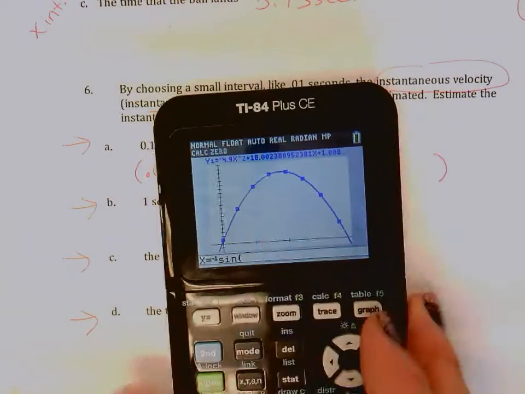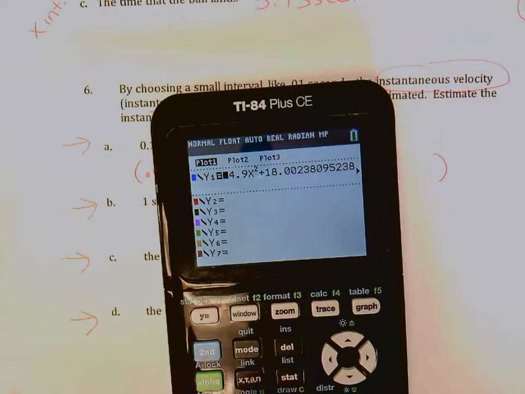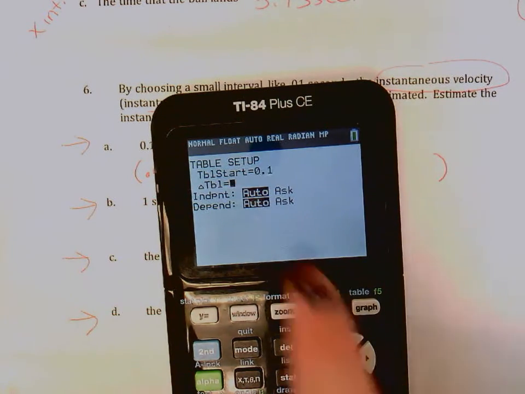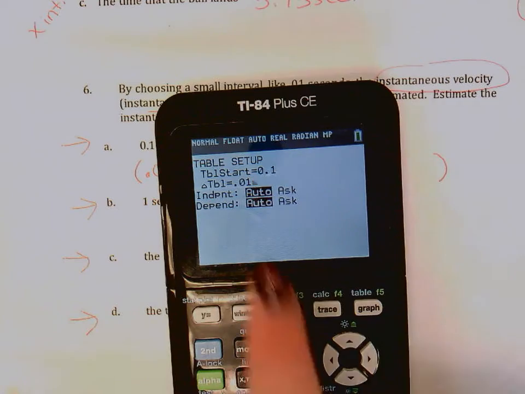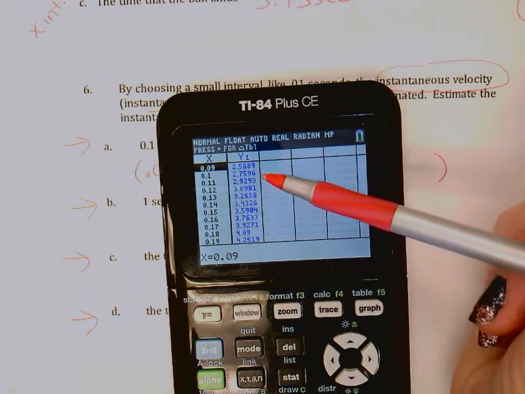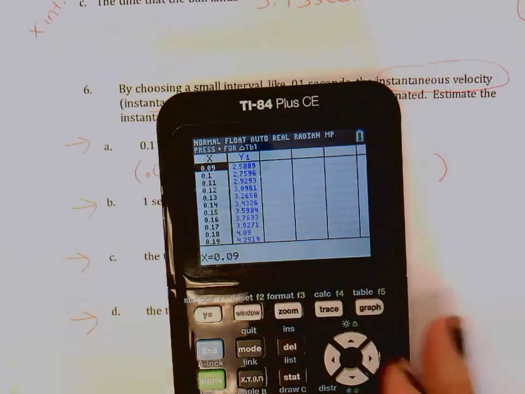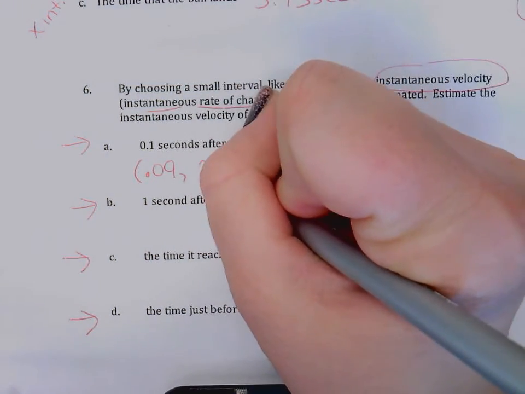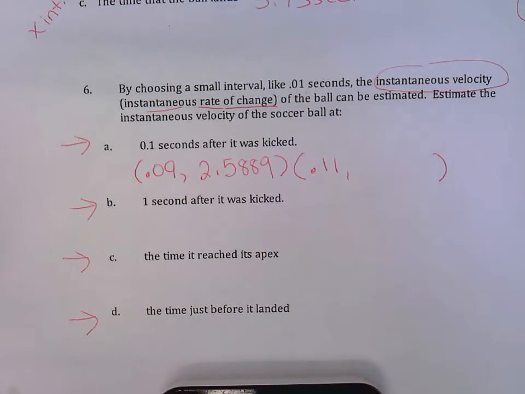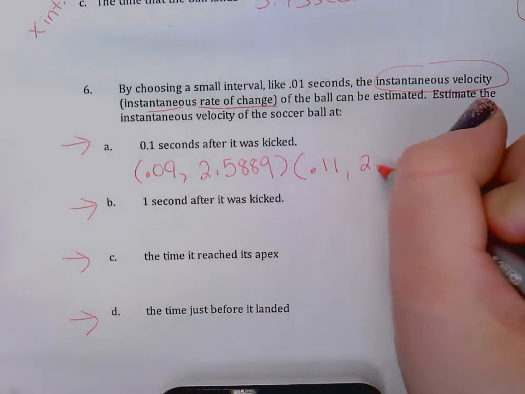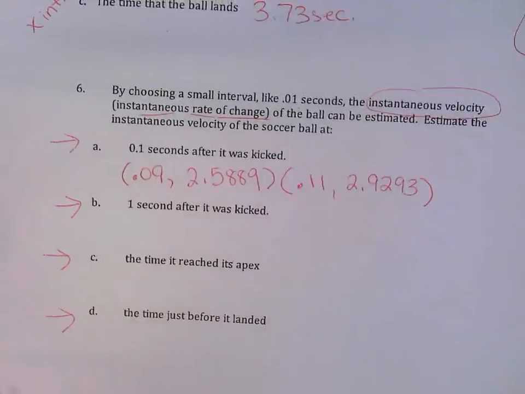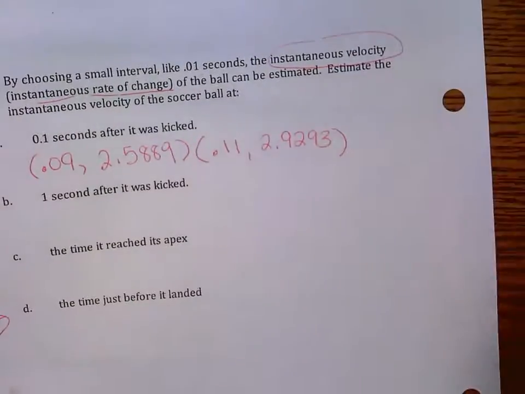So now that I have it in my y equals menu, I'm going to go to second, table setup. I'm going to go to 0.1, and I'm going to count by 0.01 in my table. Then go to second, table. So now I can grab those 2 points. So at 0.09, I'm at 2.5889. And at 0.11, I'm at 2.9293.